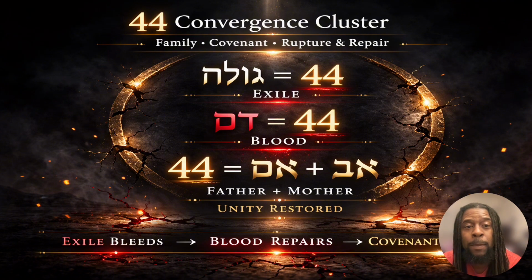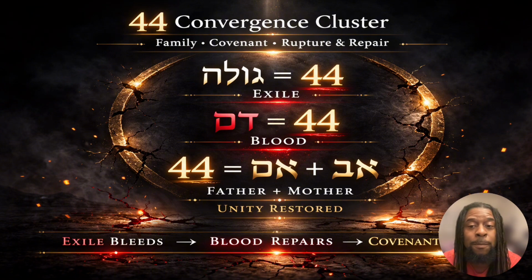If we go down to blood, you have Dalet, which is 4. You have Mem Sofit, which is 40. So Dalet plus Mem Sofit is 44, which is Dam, blood. So 44 also equals mother and father, because Aleph Bet is father, okay? And Aleph is 1, Bet is 2, giving you 3. Then you go to Ima, which is your mother. Aleph is 1, Mem Sofit is 40, 41 plus 3 is 44. Father plus mother united, okay?